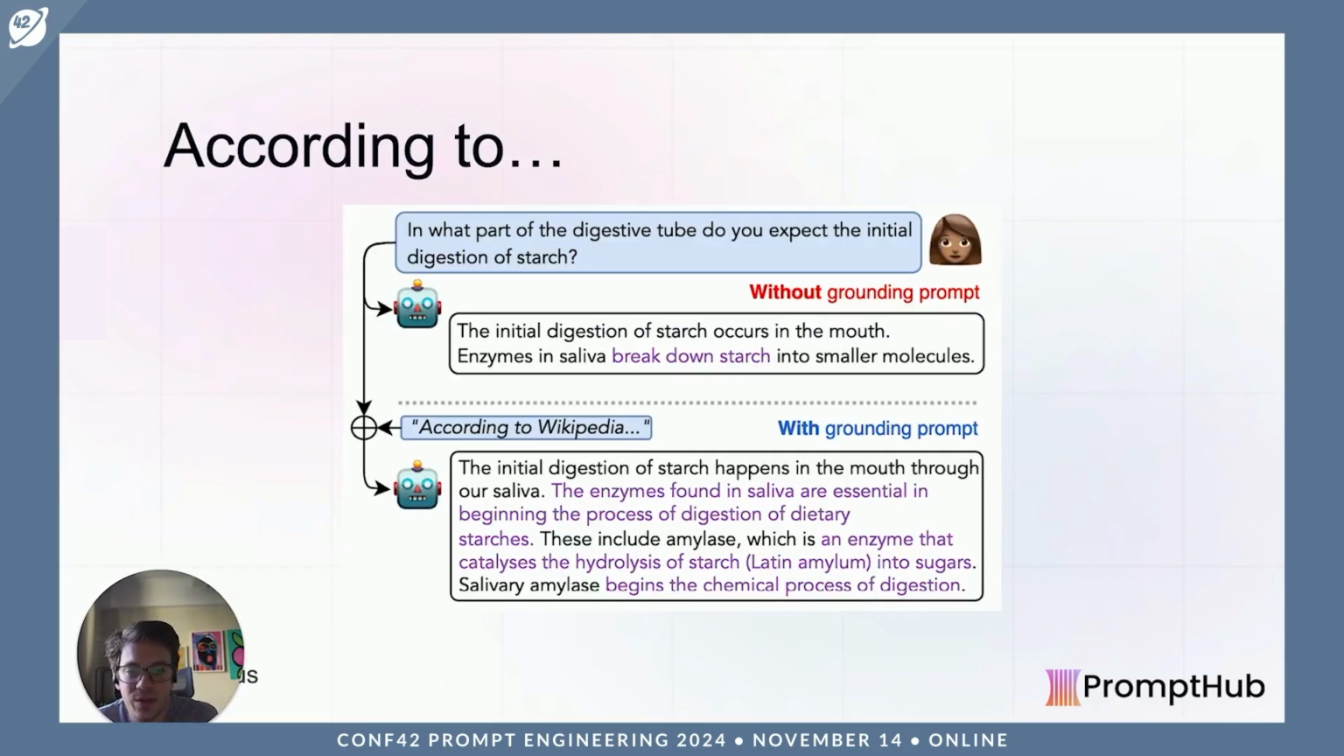All right, next up is according-to prompting, which is basically just trying to ground the model in a specific set of information. You can see in this original prompt, it's asking a question and then it just adds in "according to Wikipedia." So it's trying to guide the model to the type of answer that you are looking for.